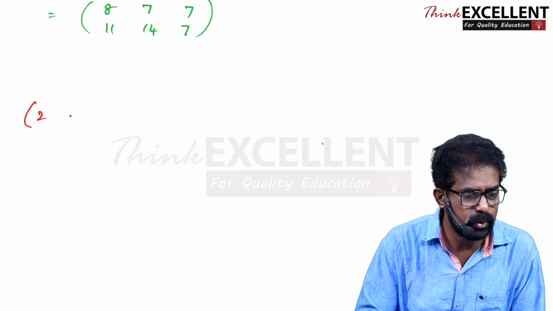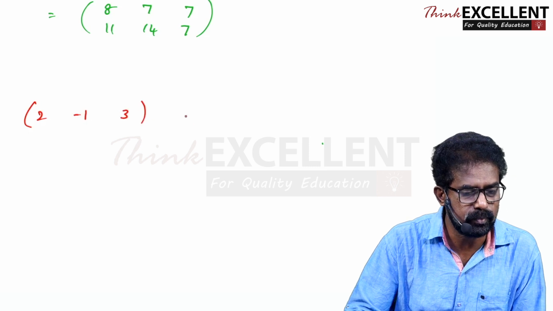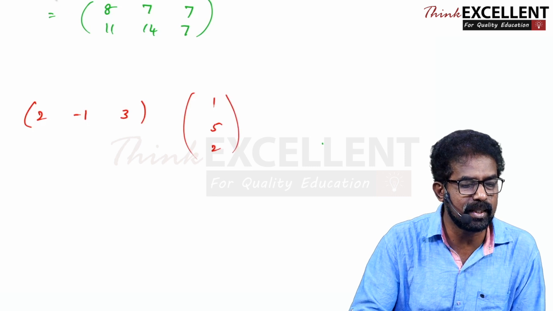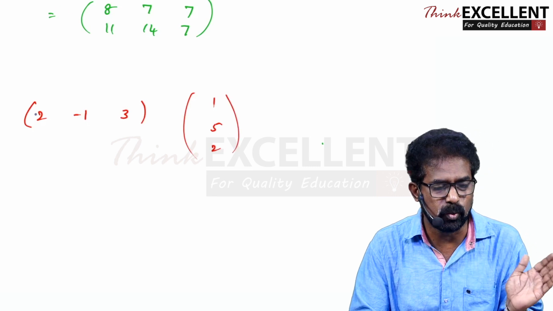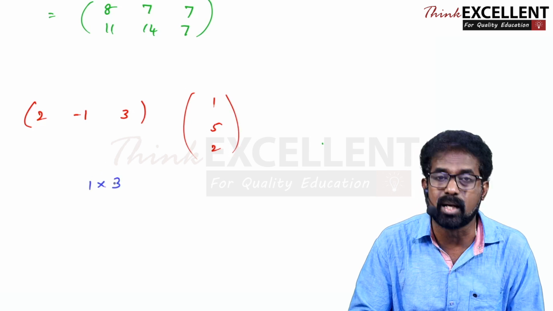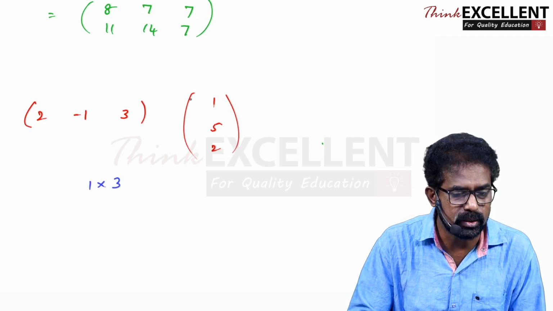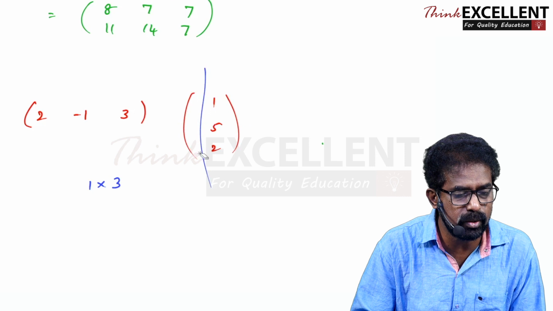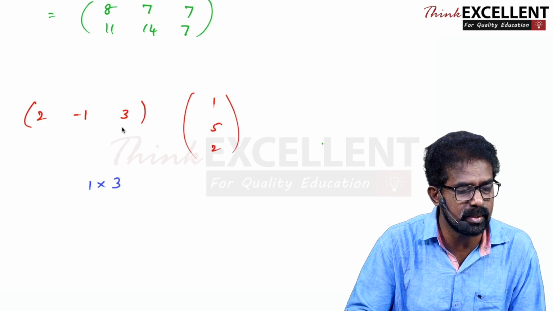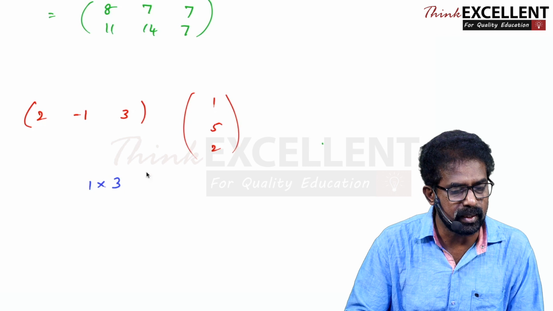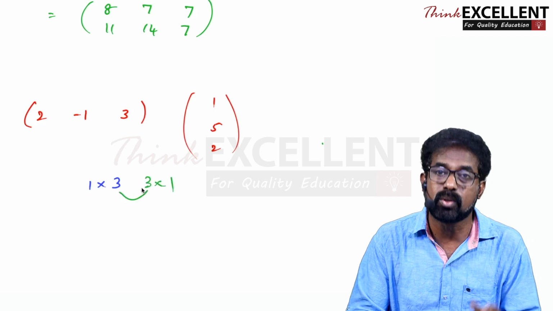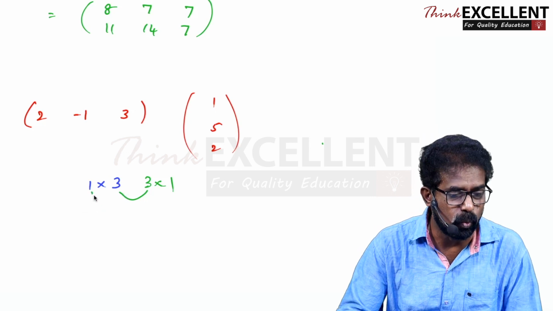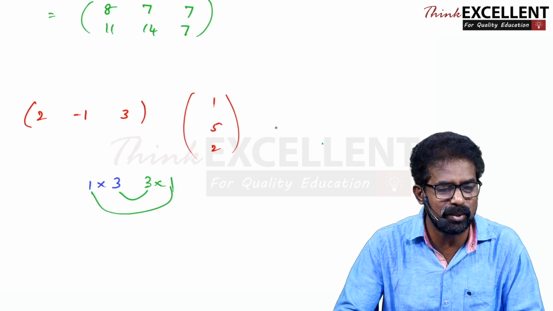Look at this. 2 minus 1, 3. Another matrix, 1, 5, 2. What is the order of the first matrix? It is a row matrix, right? 1 row, 3 columns. Second one, 3 rows. 1, 2, 3. 3 rows and just 1 column. Can you multiply them? Yes. First one is 1 by 3. Second one is 3 by 1. Yes, these two are equal. You can multiply. What will be the order of the product? 1 by 1. Now only one element you are going to get, right?